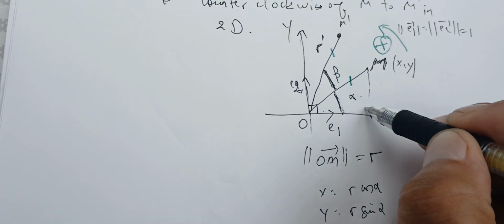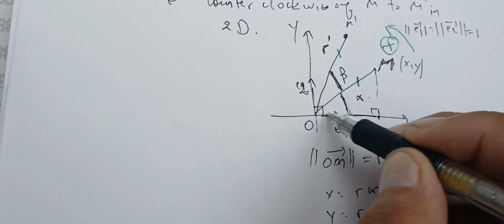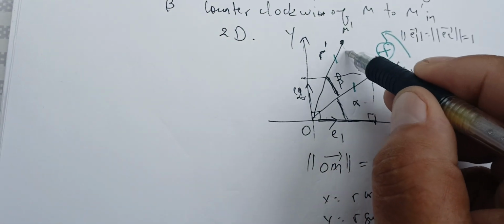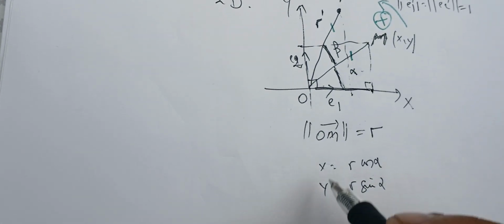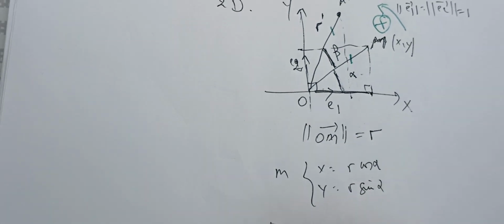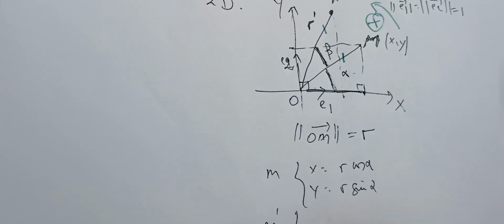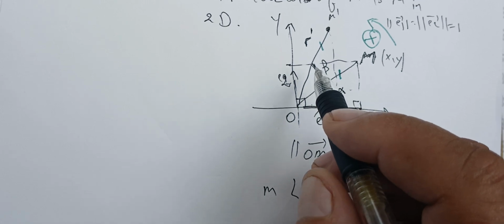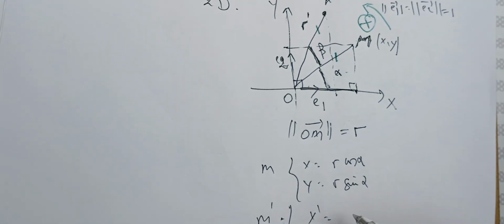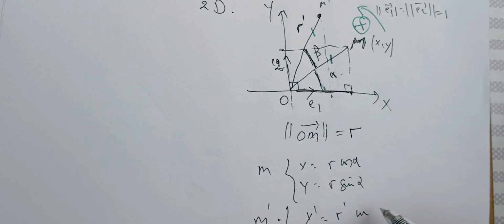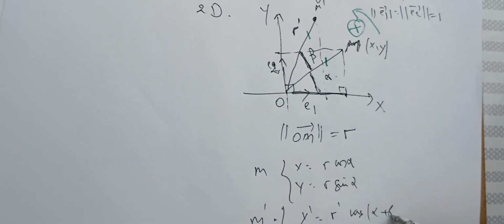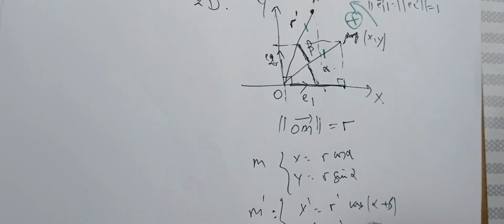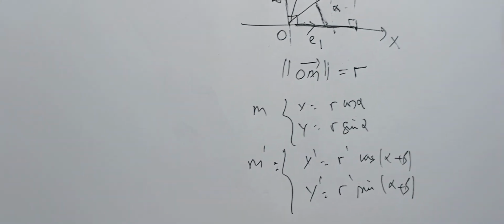To see that, just take the cosine, which is this one here, and the sine, which is this one here. This is for M. For M prime, we have this angle is alpha plus beta. Therefore x prime is gonna be R prime cosine of alpha plus beta, and y prime is gonna be R prime sine of alpha plus beta.